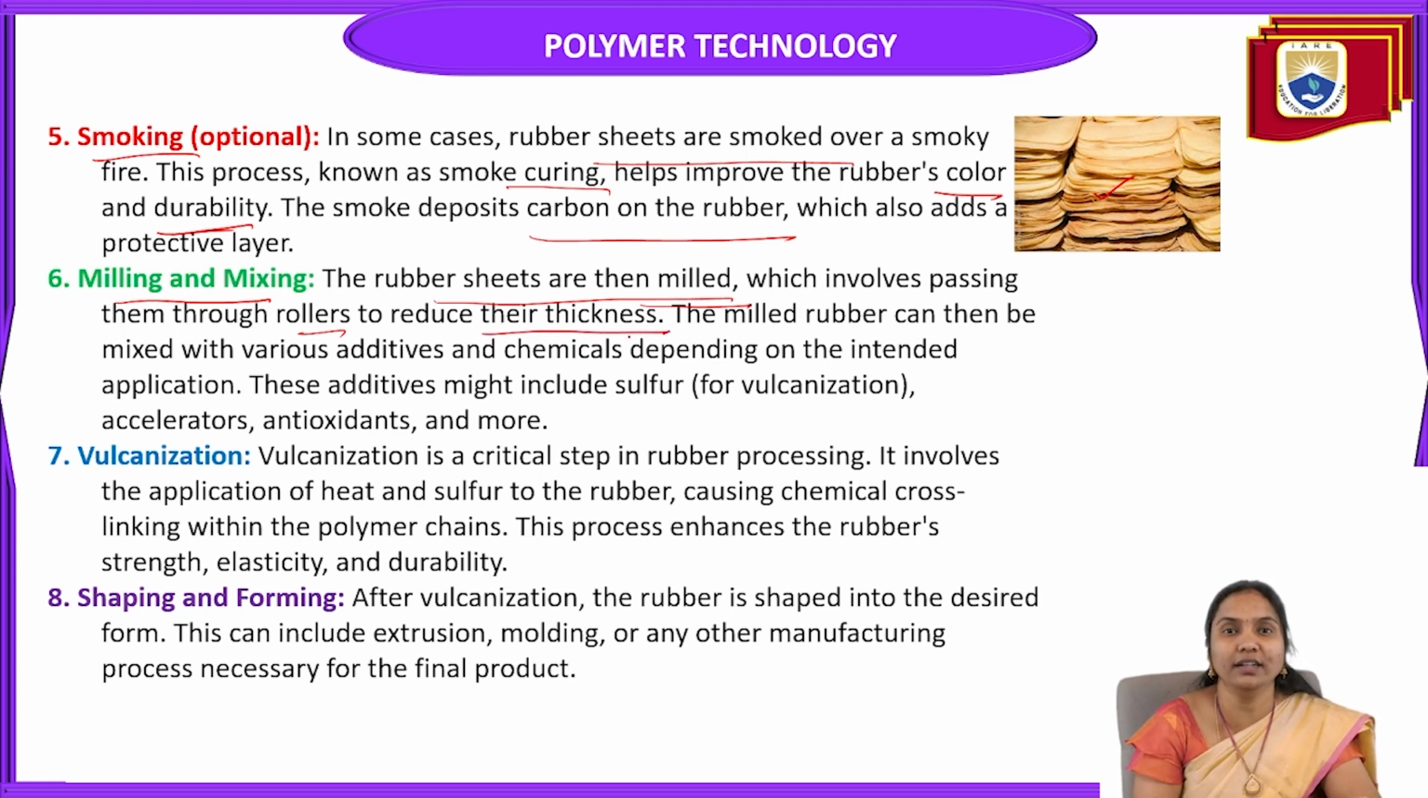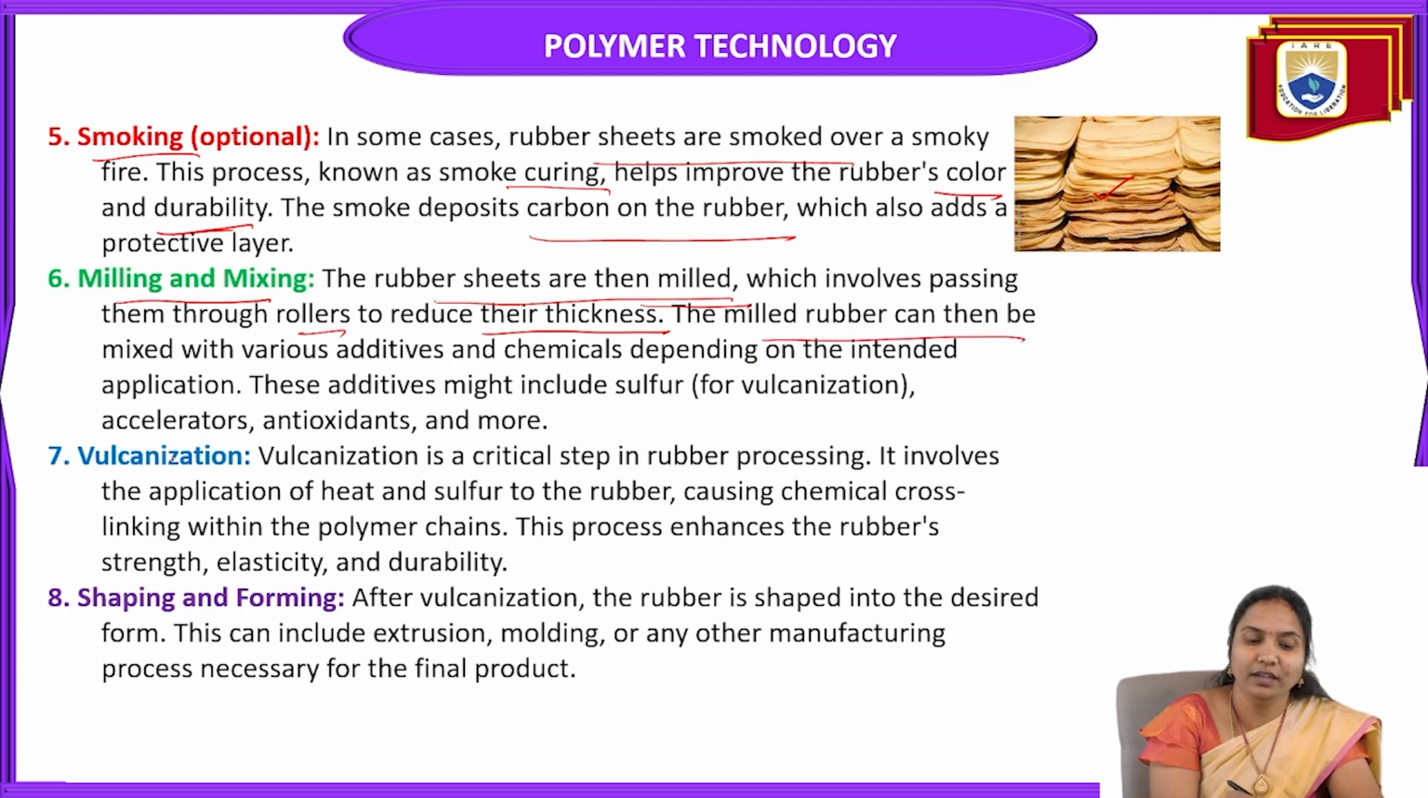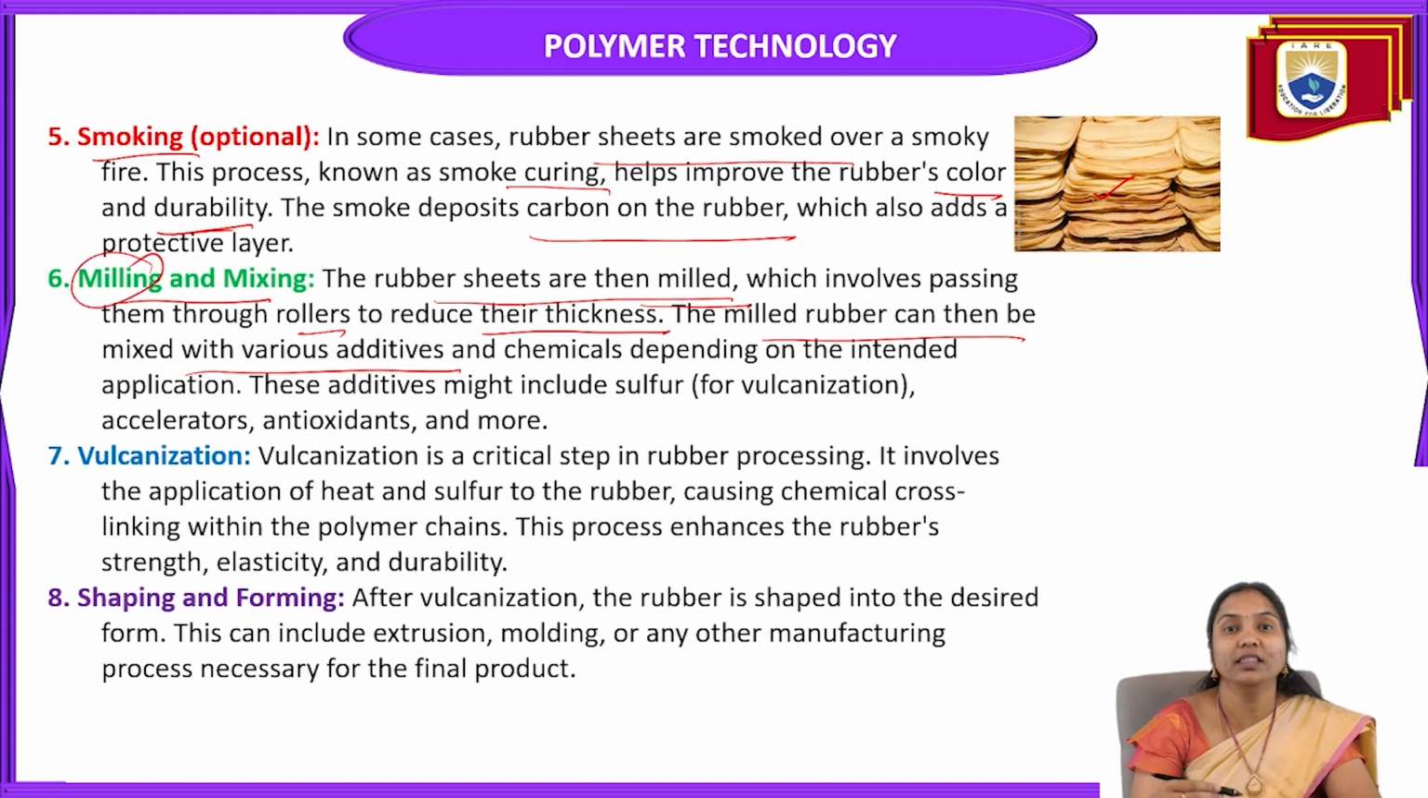Then the milled rubber can be mixed with various additives. Milling means passing these rubber sheets through the rollers to reduce the thickness, that means viscosity. Next, the rubber is mixed with various additives or chemicals depending on the intended applications. After that, we add some chemicals, which is called mixing.